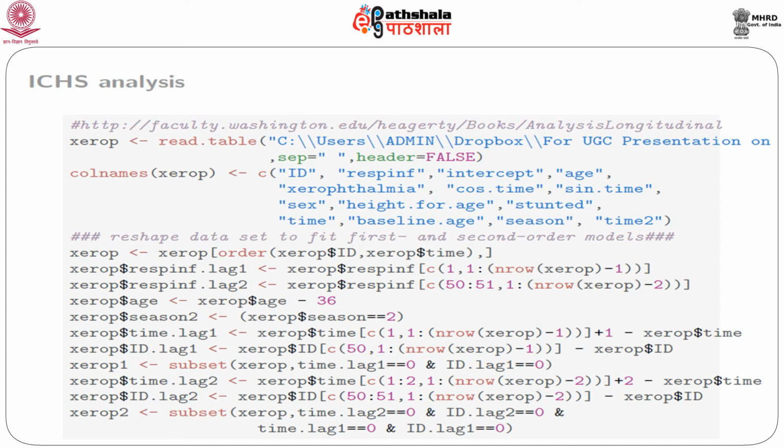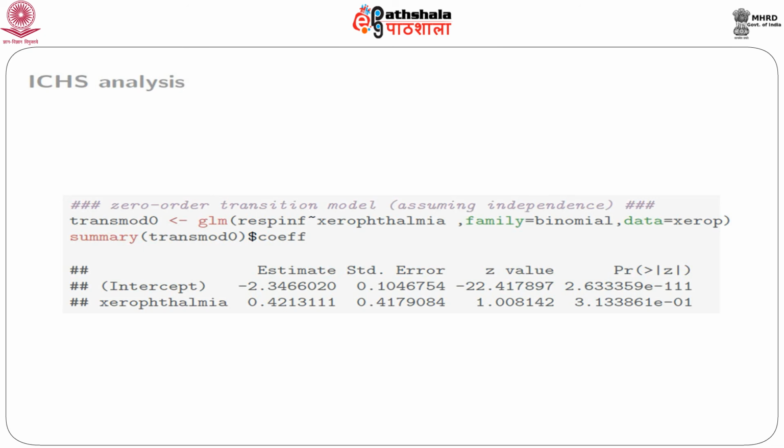The details of this model are given in Diggle et al. We are not going to explain it. Here we create two data sets, xerop 1 and xerop 2, for fitting the first order and second order transition models. And note that because the response is binomial, we would be using a GLM.